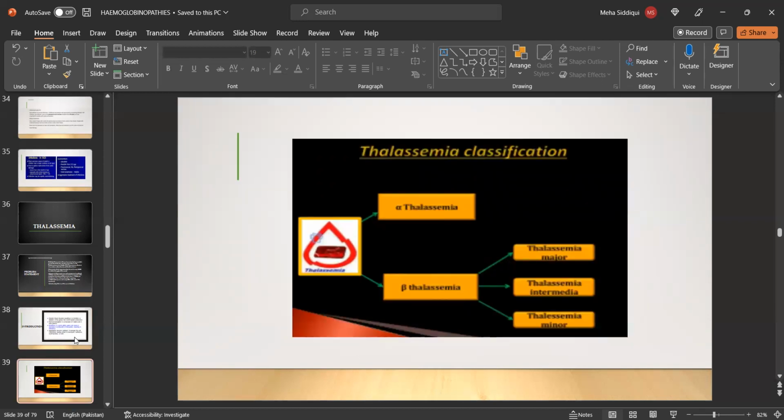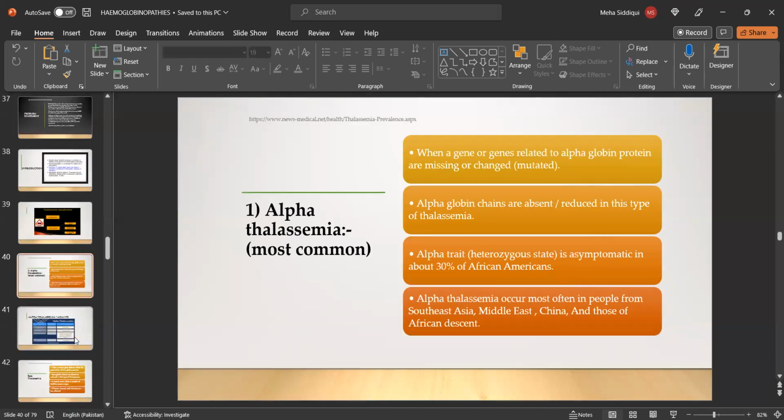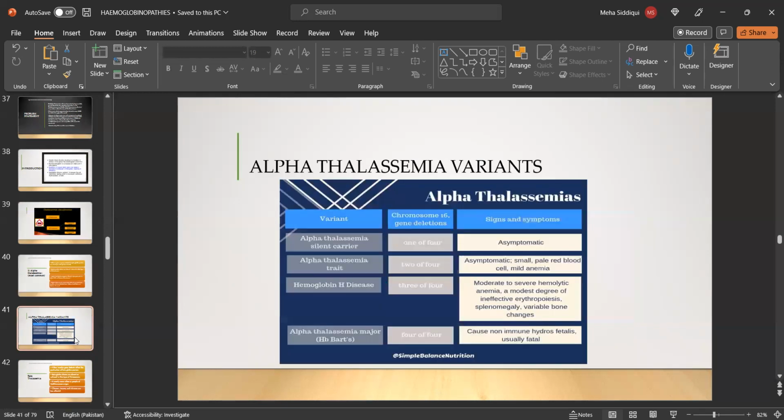Thalassemia classification: it is predominantly divided into alpha thalassemia and beta thalassemia. Beta thalassemia is further divided into thalassemia major, intermedia, and minor. Alpha thalassemia is the most common type, and it occurs when a gene or genes related to alpha globin proteins are missing or changed, and alpha globin chains are absent or reduced in this type of thalassemia. Alpha trait, that is the heterozygous state, is asymptomatic in about 30% of African Americans, and it occurs most often in people from Southeast Asia, the Middle East, China, and those of African descent.